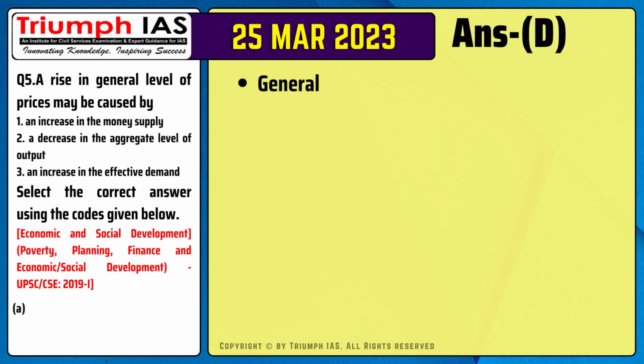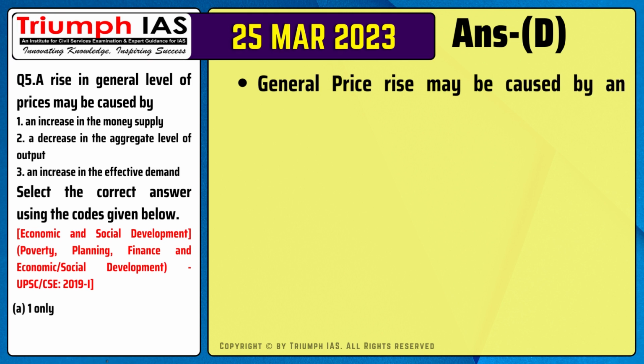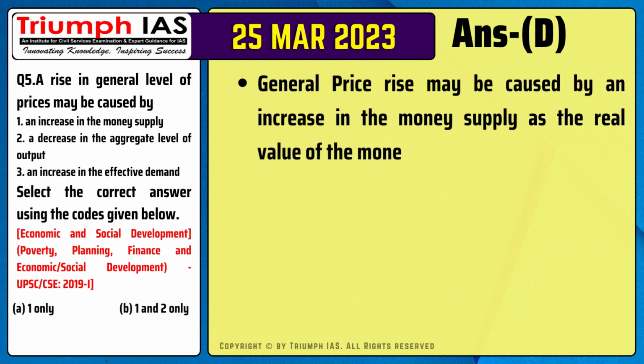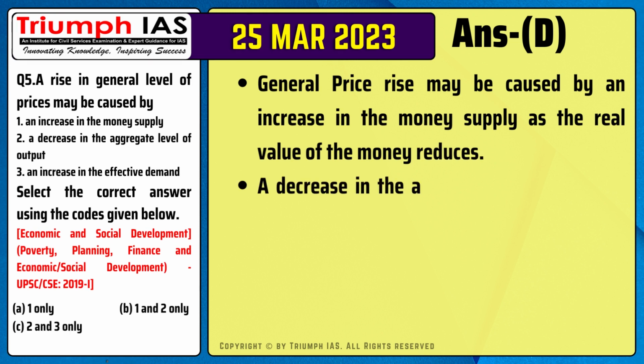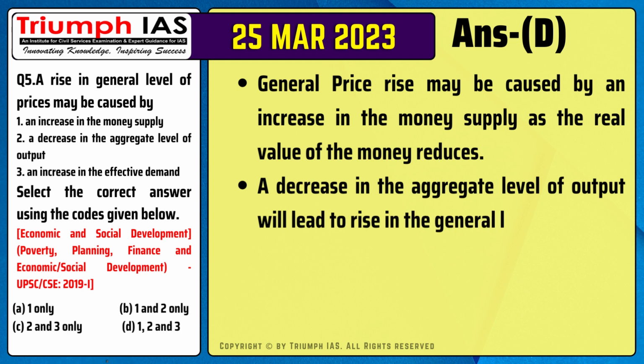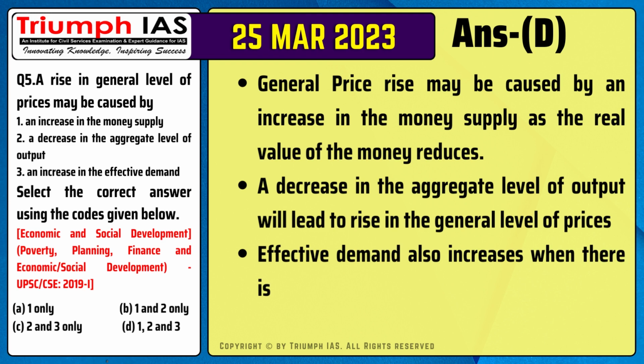The correct answer is option D. A general price rise may be caused by an increase in the money supply as the real value of the money reduces. A decrease in the aggregate level of output will lead to a rise in the general level of prices. Effective demand also increases when there is less purchasing power due to inflation.